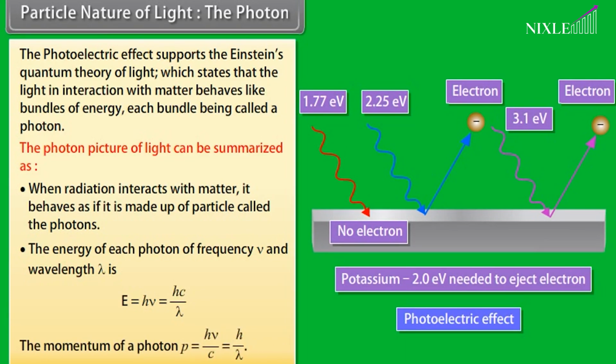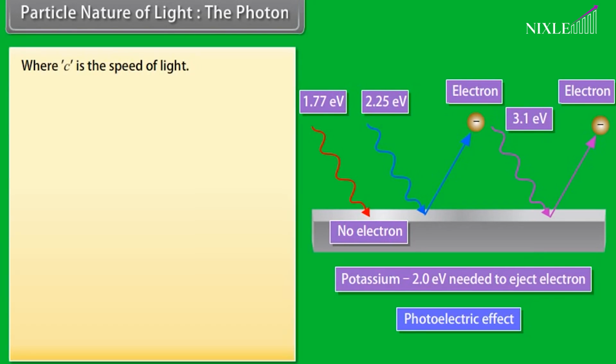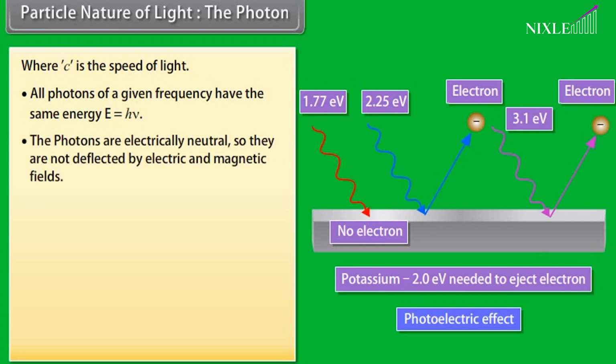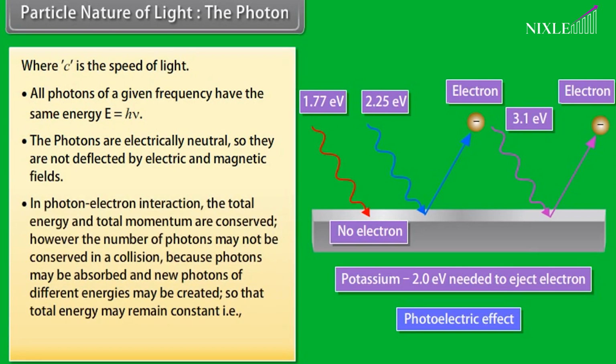In photon-electron interaction, the total energy and total momentum are conserved. However, the number of photons may not be conserved in a collision because photons may be absorbed and new photons of different energies may be created, so that total energy may remain constant, that is h nu equals h nu 1 plus h nu 2.